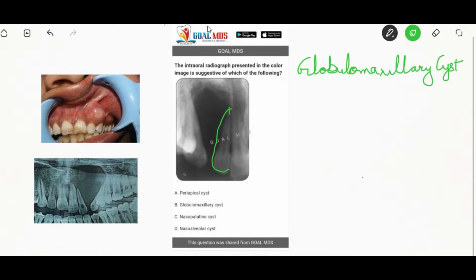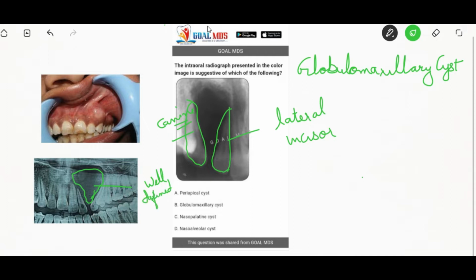So in this radiograph, you can see a cyst that is present between the maxillary lateral incisor and the canine. This one is the maxillary lateral incisor and this is the canine. Radiographically, what you would see is a well-defined radiolucency that frequently causes the roots of adjacent teeth to diverge.